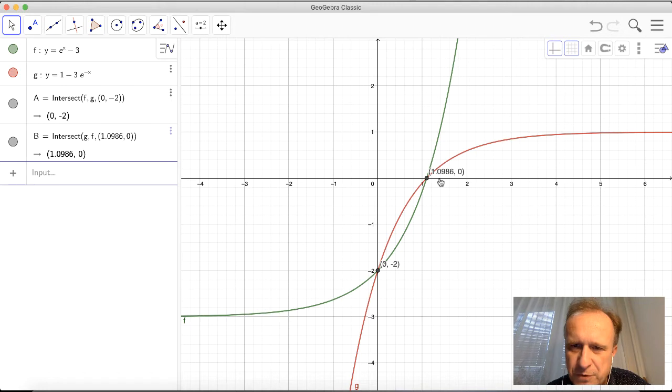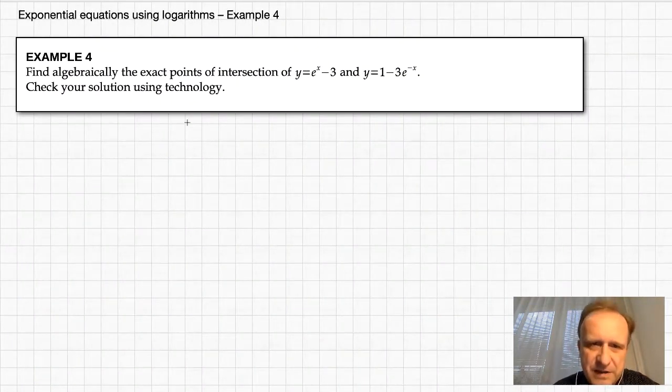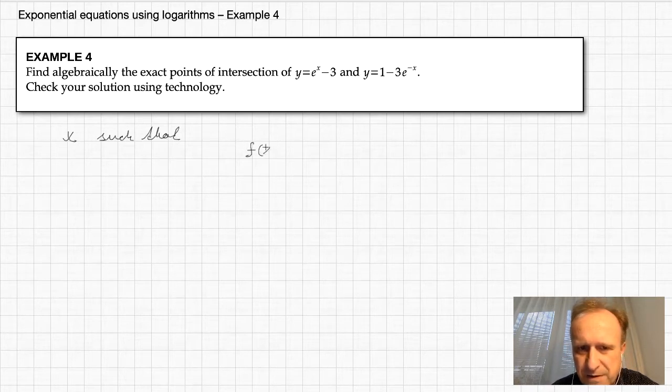Now we want to obtain this answer using algebraic methods, not the technology, not GeoGebra. So now let me return here and let me try to find these points of intersection. So what we want is, we want to find x such that both functions have the same value, so such that f of x equals g of x. Okay, so f and g were the functions. So f of x is the function e to the power of x minus 3, and g of x was the function 1 minus 3 times e to the power of negative x. And we want these two to be equal.